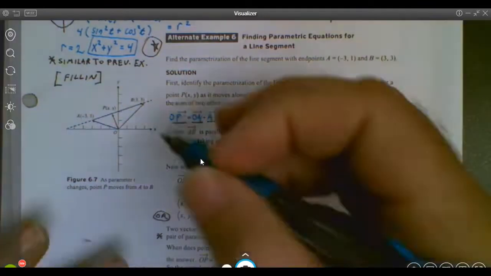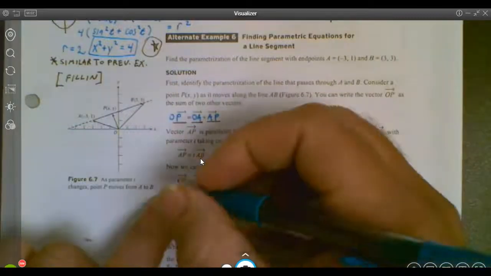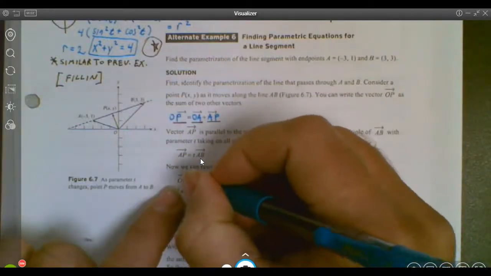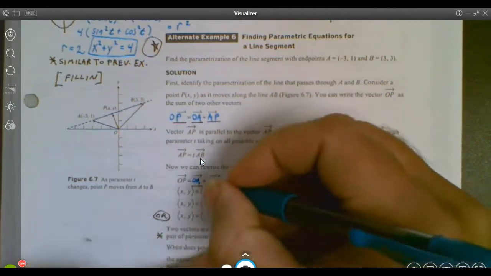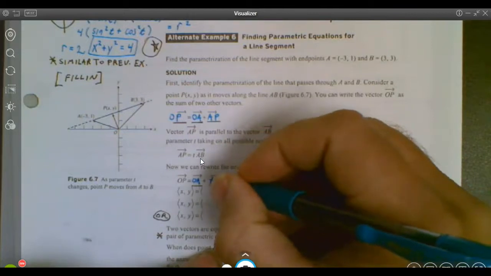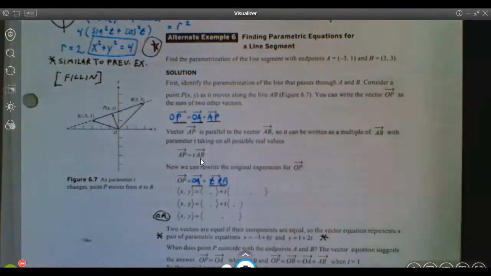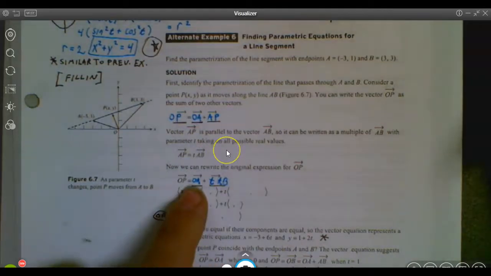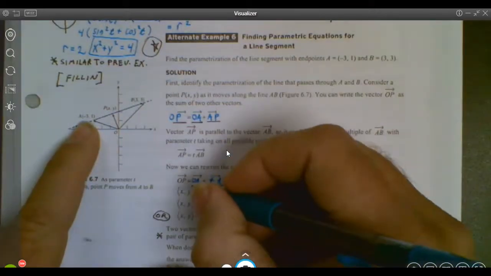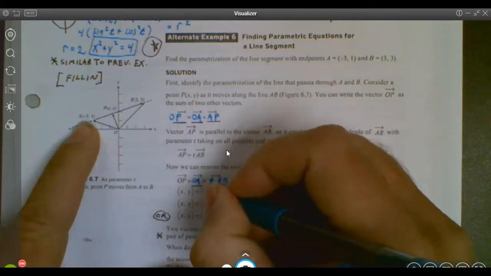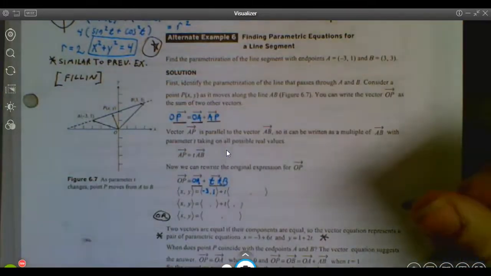And so we're going to rewrite this as OP is equal to OA plus, and here's that substitution move, we're replacing AP with t times vector AB, so that it looks like this. Now we need to put in some values. OA can be identified as (-3, 1). That's the component form of OA. It went left 3 and up 1 from (0, 0), so that is the initial point.